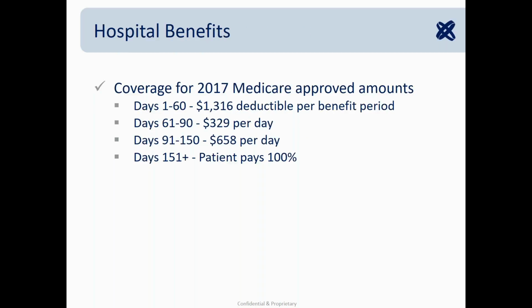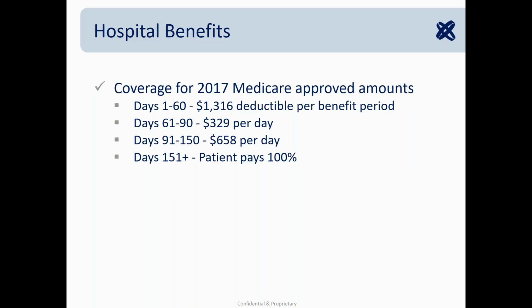The hospital benefit for 2017, the approved amounts, they change every year. So if you're in the hospital from days 1 through 60, Medicare pays everything but the $1,316 deductible. That's per benefit period. So every time you go in the hospital, you would have to pay that $1,316 deductible. If you're in the hospital from 61 to 90 days, Medicare pays all but $329 per day.